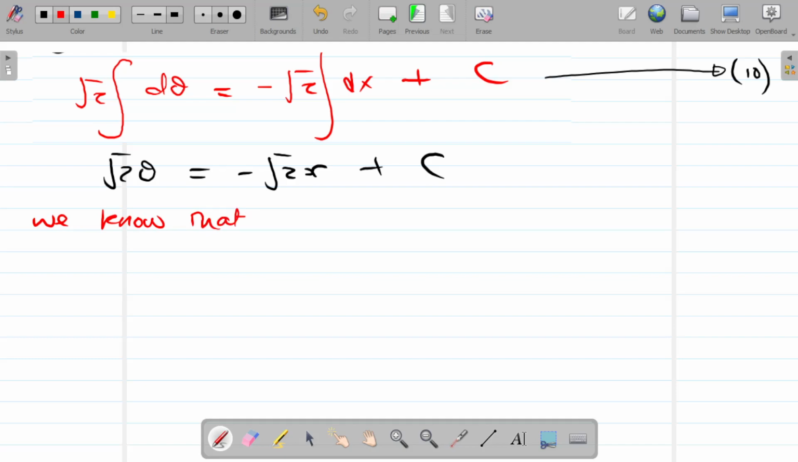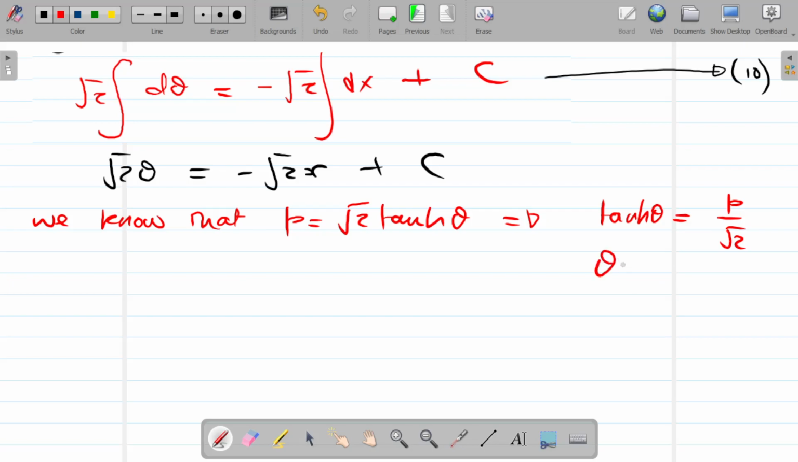that we use a substitution, p equals root 2 tan theta, right? So this means that if we divide both sides by root 2, then we get tan theta equal to p over root 2. And then what we can do is take the inverse tangent of both sides, or the inverse of hyperbolic tangent of both sides, to get the following. Right, okay. There. So theta is equal to the inverse hyperbolic tangent of p over root 2.